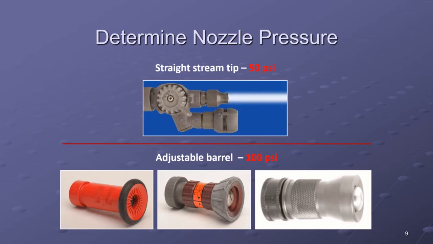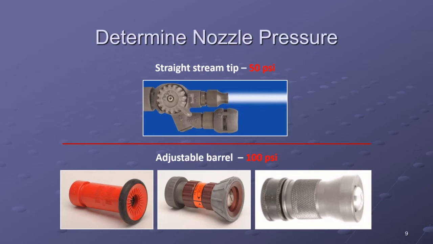But when we're doing the calculations, we calculate it solving for nozzle pressure. So we want the nozzle pressure to be 50 for a tip or 100 for a barrel nozzle. And why do we want that? Well, a lot of the time we hear people talk about, well, it's the most efficient or the most effective. And no, that's not really it, albeit to some degree that's not an inaccurate statement. That's what it's rated at.